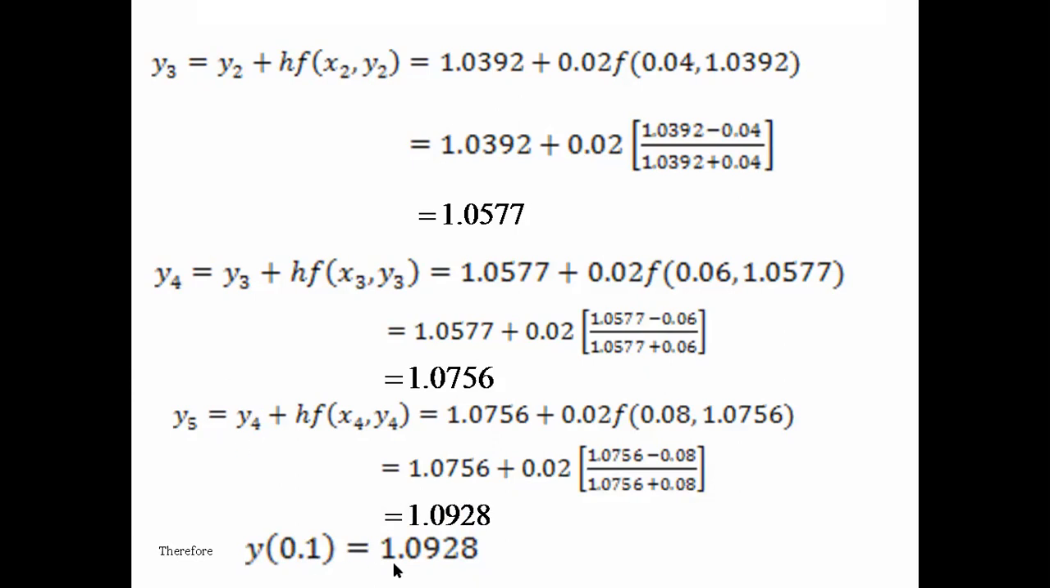Here we have not mentioned it because the question asked is to find y of 0.1. Otherwise, here also you can mention y suffix 4 is nothing but y of 0.04. This value is y of 0.02. Like that you can write. But this is the solution at that point. This process of finding the solution is called the Euler method.